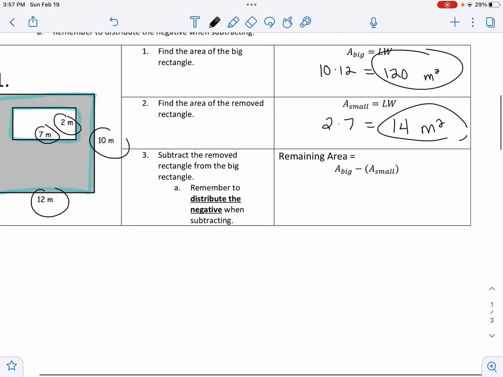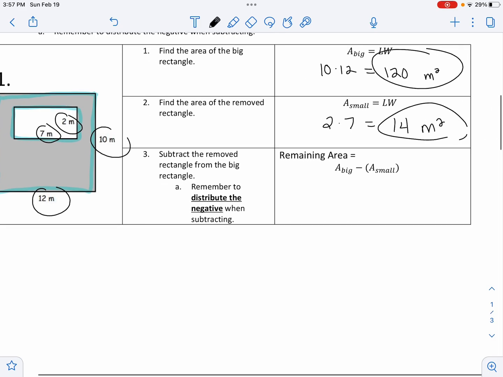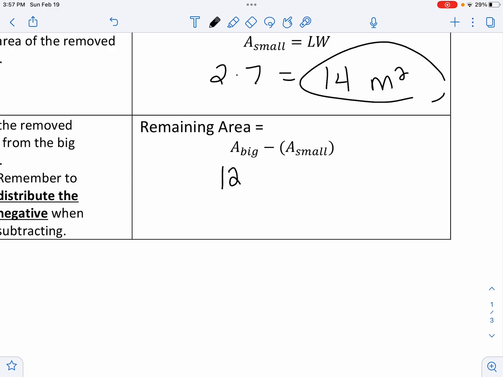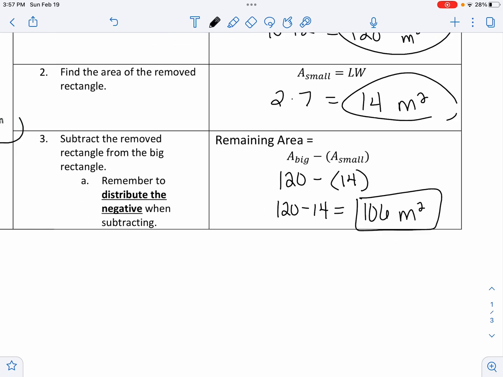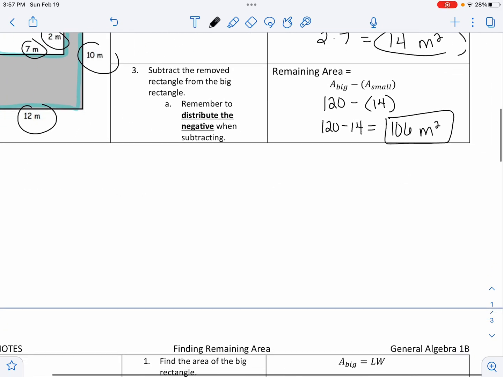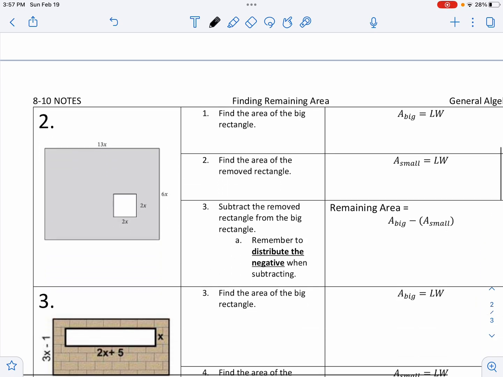So to find what's left, we have 120 to start with, and we're taking away the small one of 14. You take the big one, 120, and subtract the small one, which is 14, and there's nothing really to distribute here except for the tiny little negative sign. So it's 120 minus 14, which is 106, and that's going to be square meters, whatever units they have. So that's the process. Now, instead of just doing this with constants and numbers, we're going to do this with polynomials.